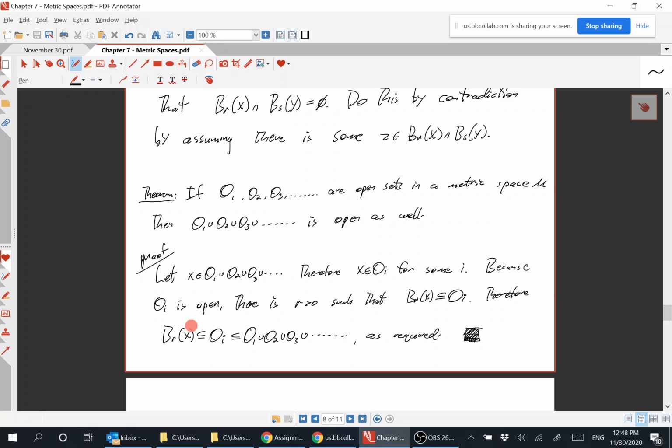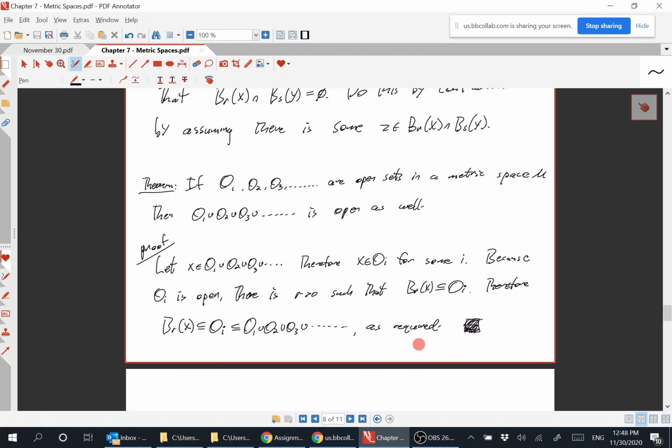It's because Oi is open. Okay, so let x be in the union. Therefore, x is in one of the Oi's. And because Oi is open, it satisfies the open set property, which is that there is some r such that B_r(x) is a subset of Oi. Therefore, B_r(x) is a subset of Oi, which is a subset of the union of all the O's, and you're done.